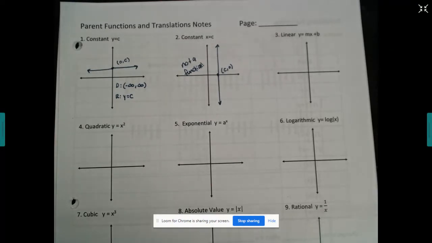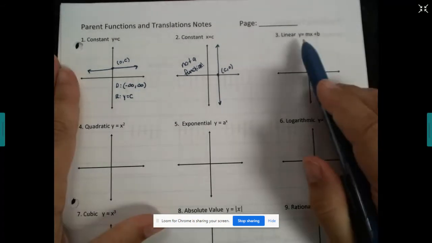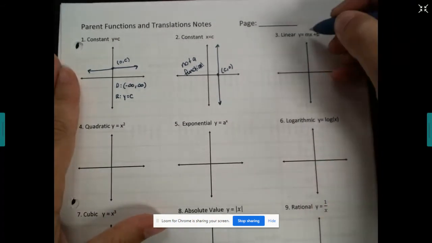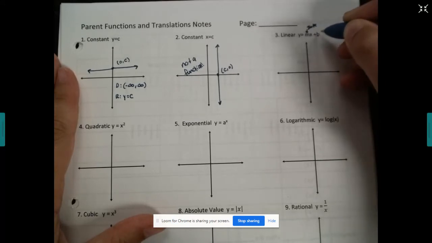So our next little straight line is a linear. So y equals mx plus b. Maybe you remember that m is your slope and b is your y-intercept.